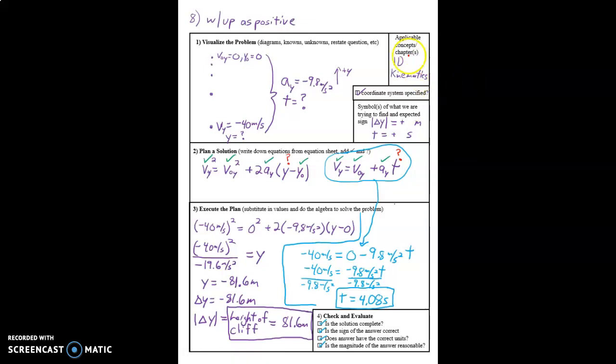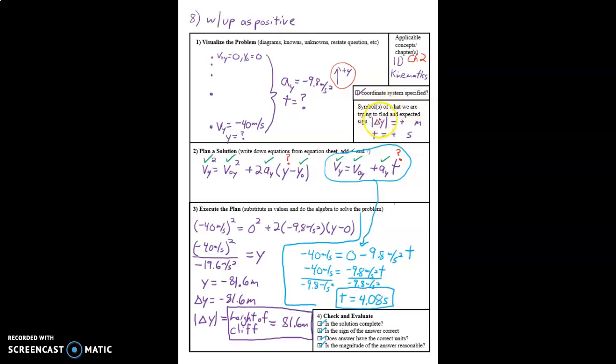So first we identified that this is going to be using one-dimensional kinematics. That's from chapter 2. We have specified a coordinate system. That's right here. We're using up as the positive y direction. We're not going to need an x direction.